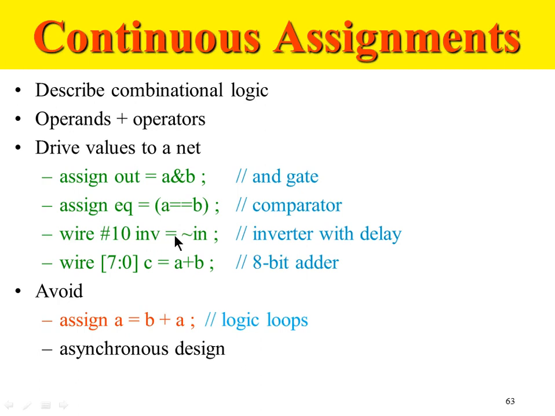Wire #10 INV equal to not in. We saw one of the examples at the start of the training. In will be inverted and then assigned to INV after a 10 time unit delay. So it's an inverter with delay. Wire [7:0] C is equal to A plus B. C is an 8-bit value, 7 down to 0 means it's an 8-bit value. A plus B will give me an adder, and the result of the adder will be assigned to C. This is how assign operators work.